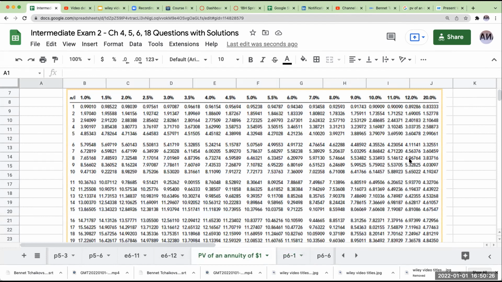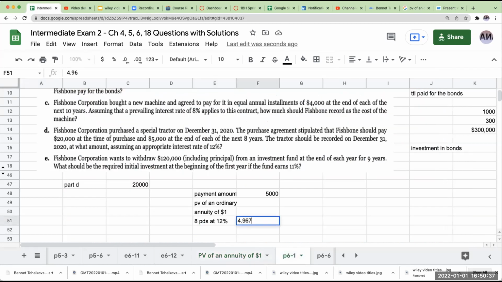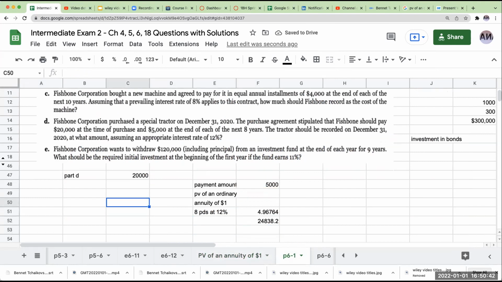Good job, Bennett. Right over here, I get 4.96764. When I multiply these through, I get 24,838.20. So the actual amount that I want to record for this special tractor, so this is part D, is my down payment plus the present value of the future payments. So I'm going to get a total of 44,838.20. If I were to record this, I would say equipment.